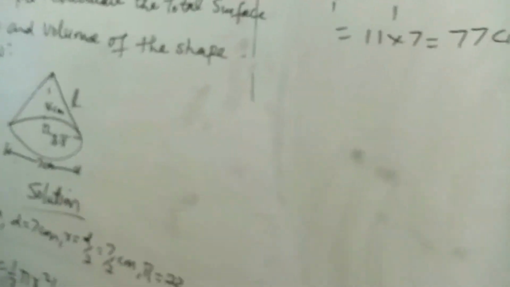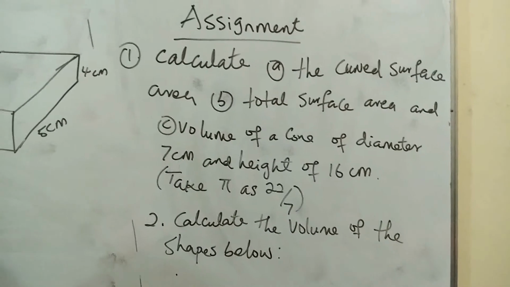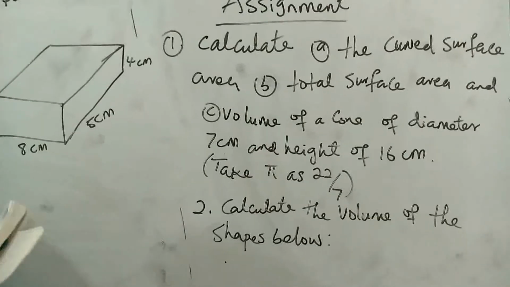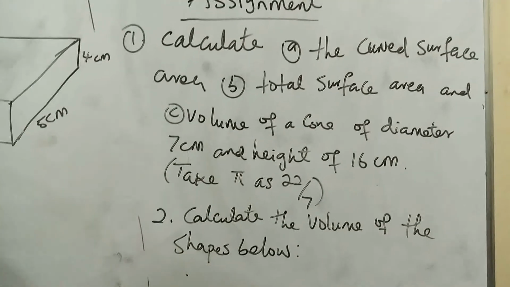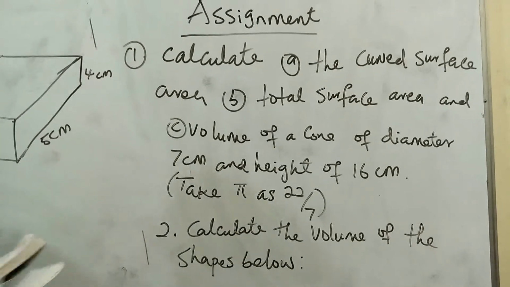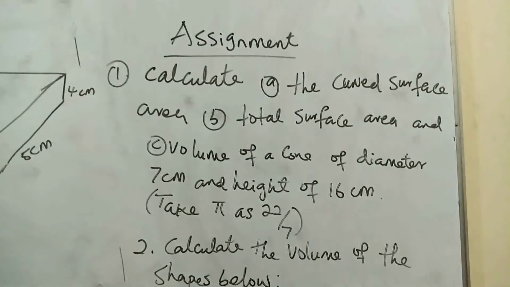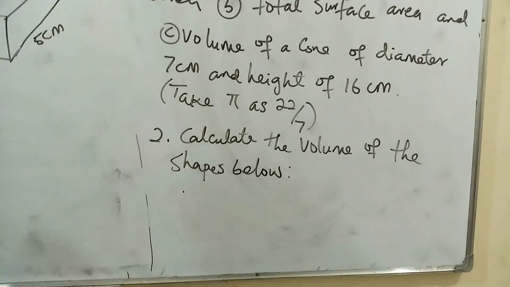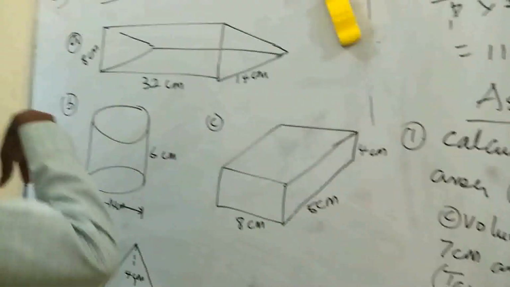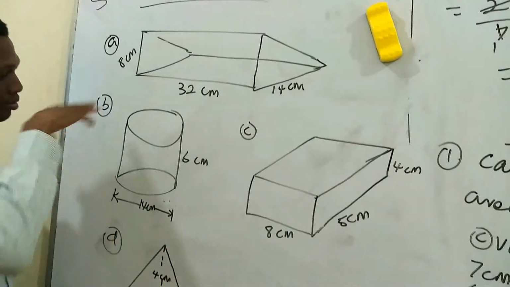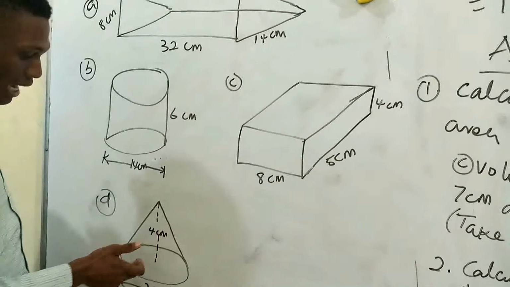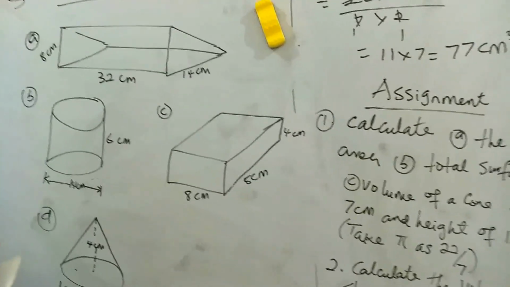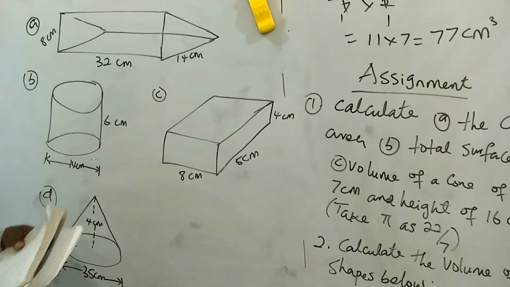Next is your assignment. Alright, you take down this assignment. Number 1, calculate the curved surface area, total surface area and volume of a cone with diameter 7 cm and height of 16 cm, and you are to use pi as 22/7. Number 2, calculate the volume of the shapes below. You have 4 shapes on the board: a triangular base prism, a cylinder, a cuboid, and a cone with their dimensions. So you have to calculate their different volumes, applying the appropriate formula.